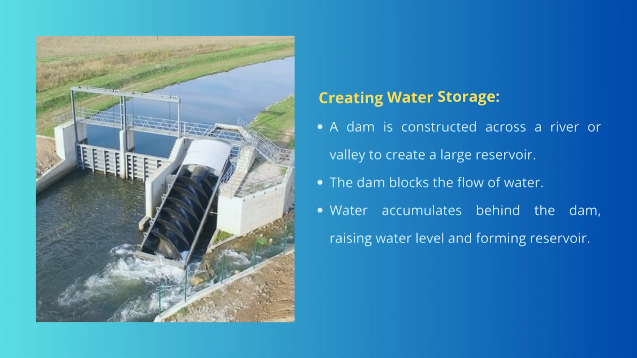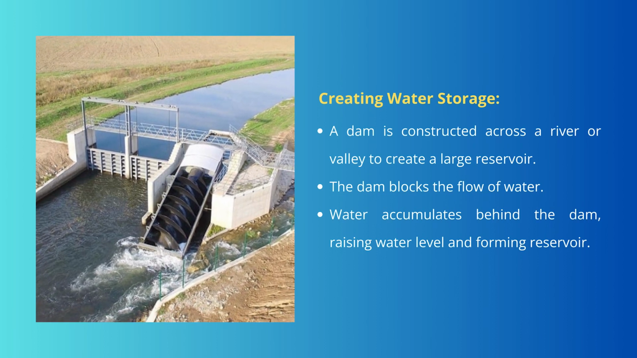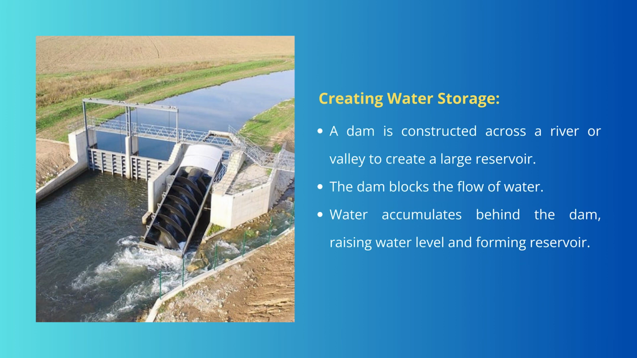Now, the next factor is controlling water release. The dam has gates or outlets that allow for controlled release of water. By adjusting these gates, the rate of water flow can be regulated. This controlled release is essential to manage power generation according to electricity demand or other operational requirements. Now, the next factor will be creating water storage. For reservoir-based hydroelectric power plants, a dam is constructed across a river or valley to create a large reservoir.